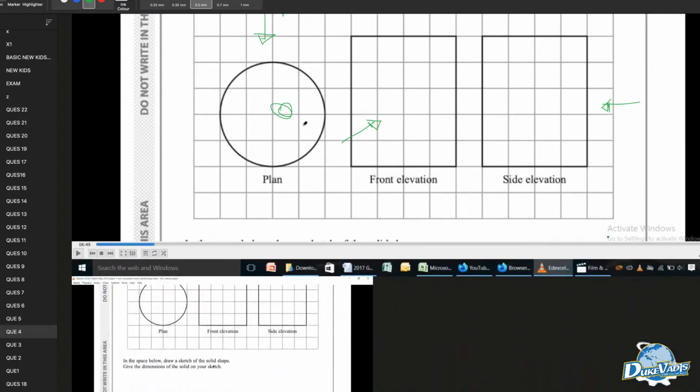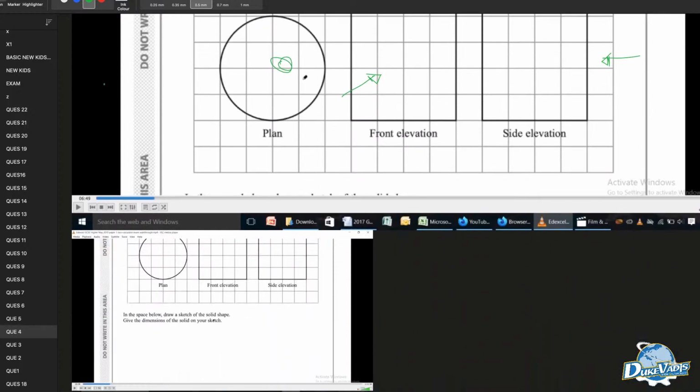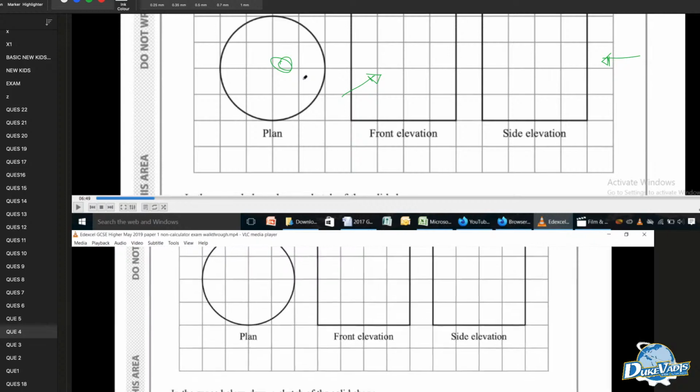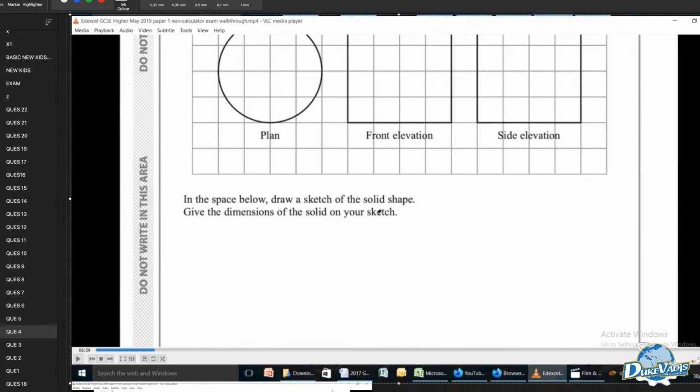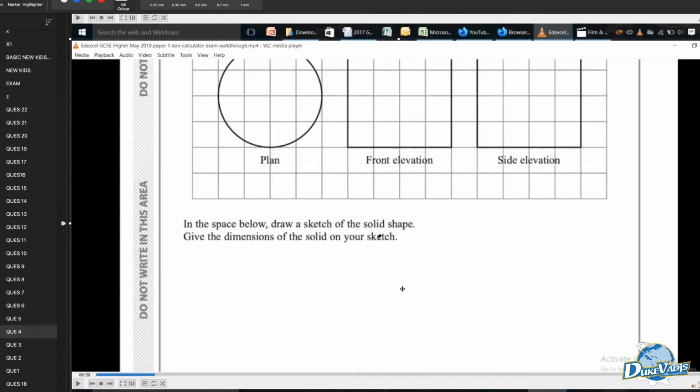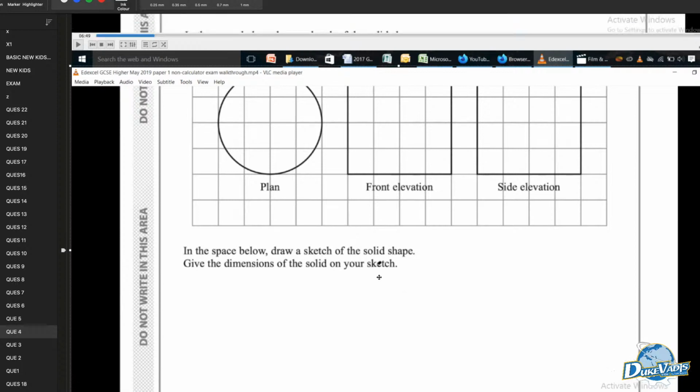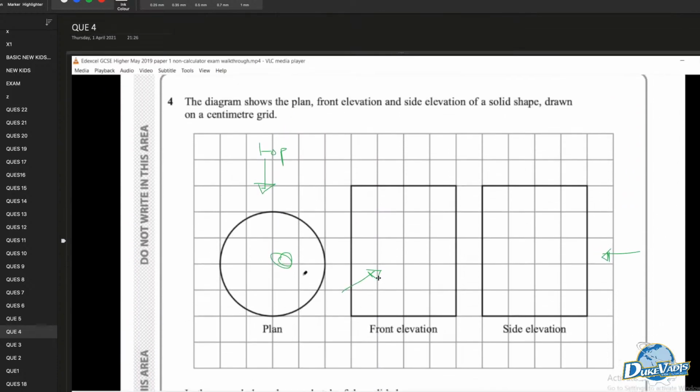So let's see what we are required to do. If you look at it, this is the question that follows. It says, in a space below, draw the sketch of the solid shape given the dimension of the solid in your sketch. Okay, so let's go up and see.